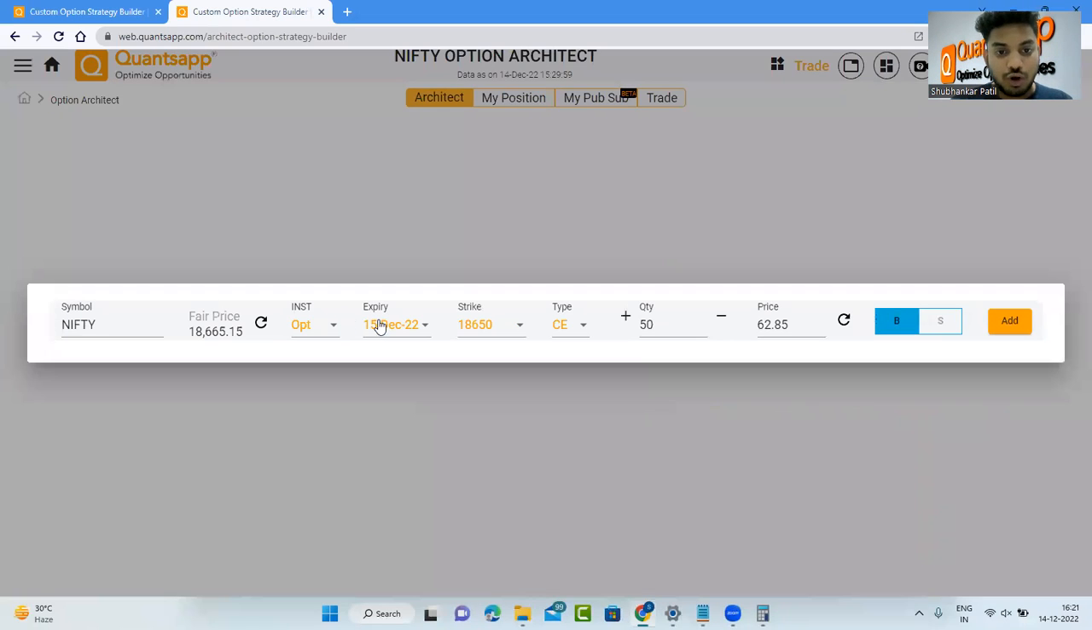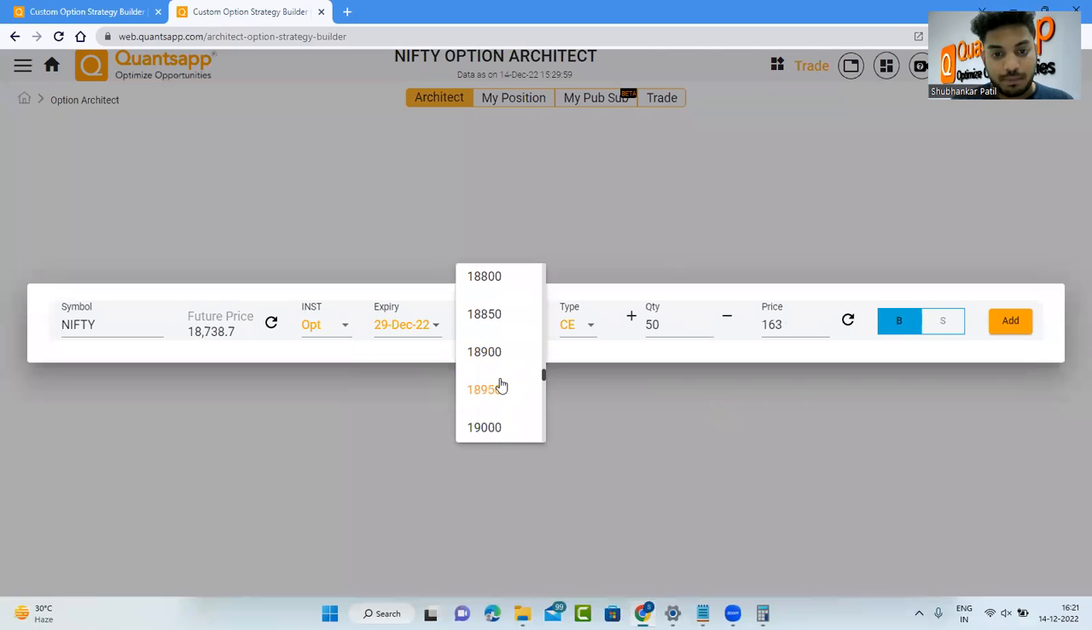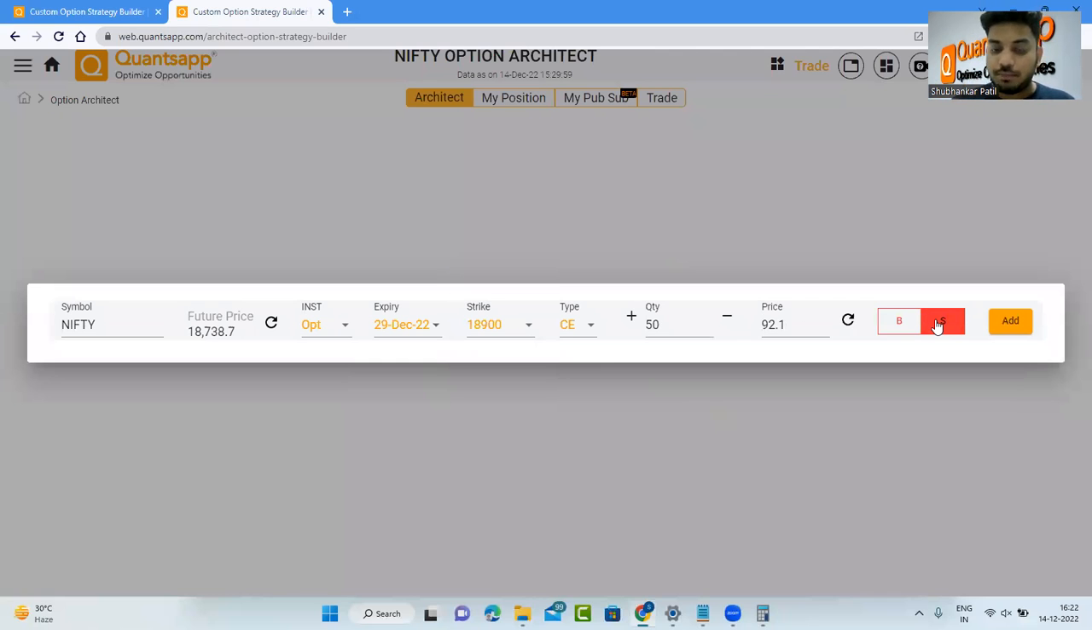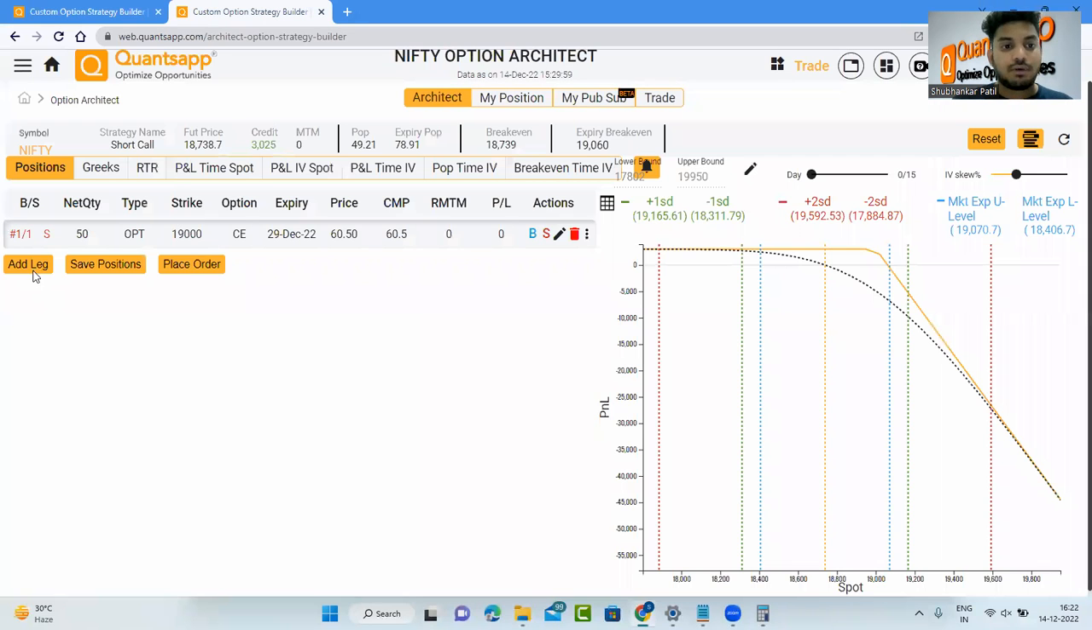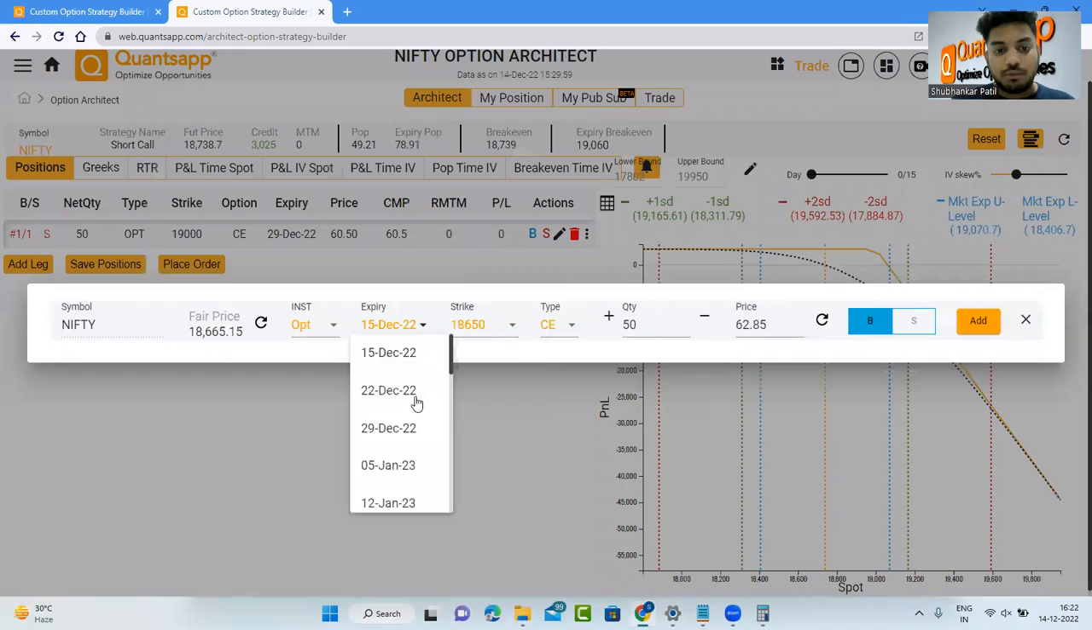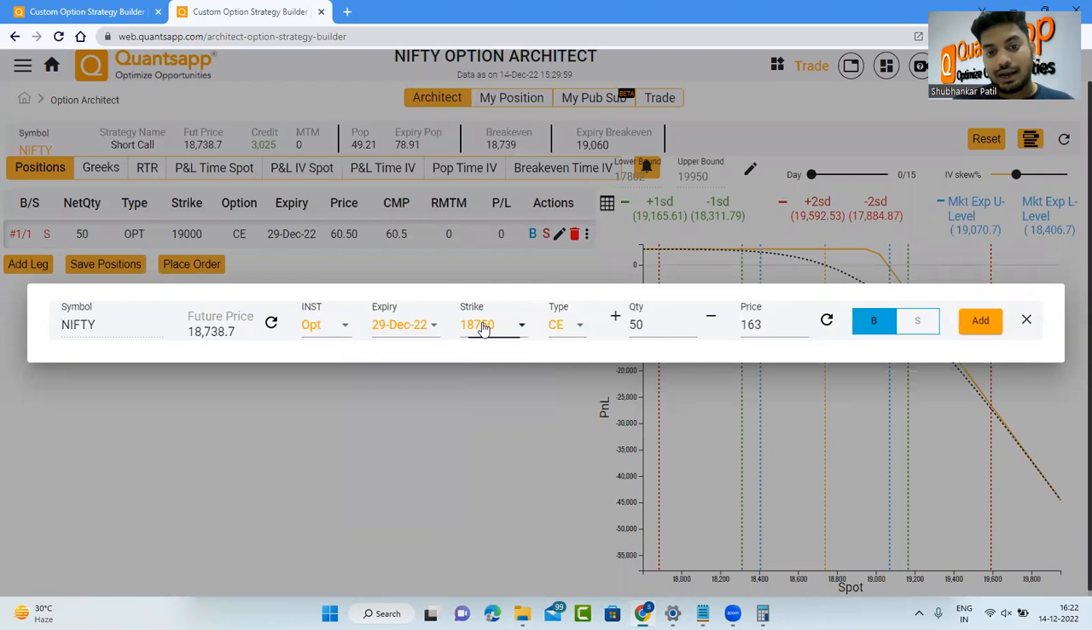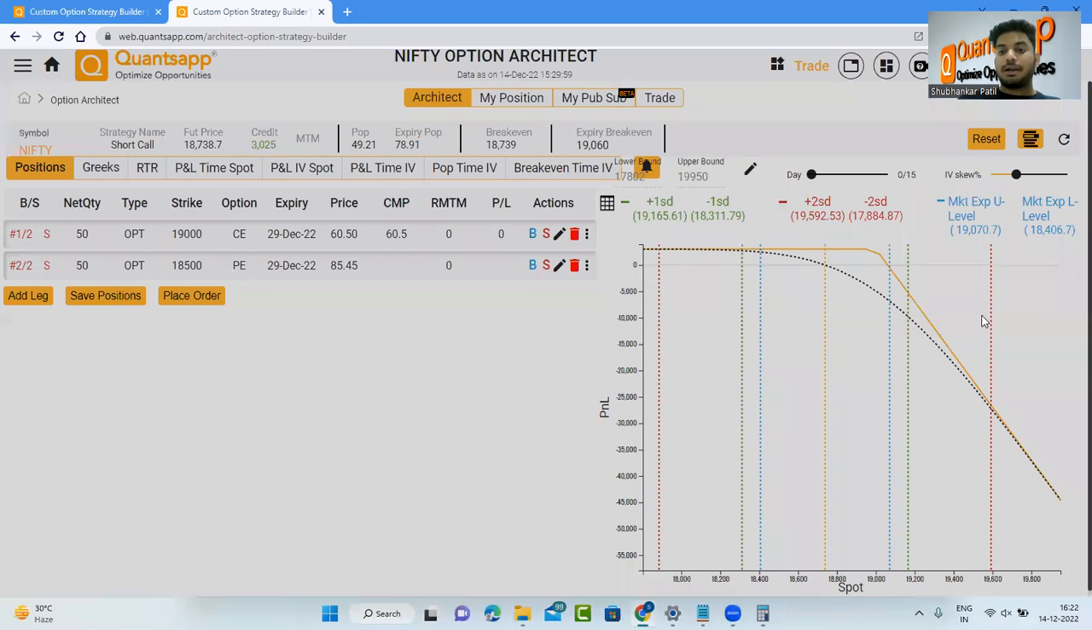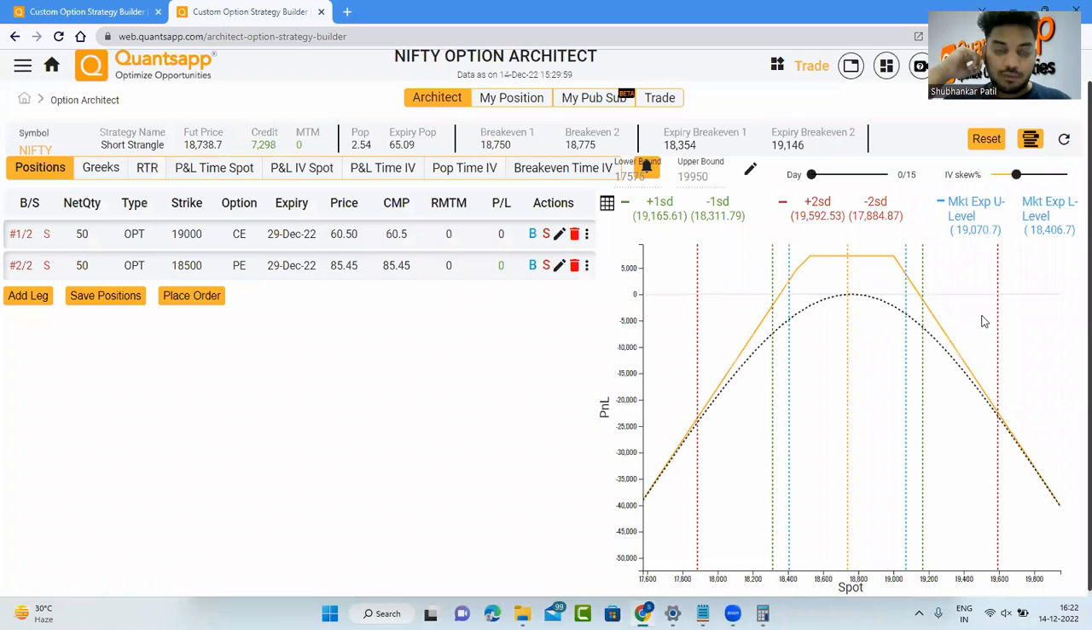So let me just show you what I mean. Let's say on the 29th of December expiry, see, on the 18,900 call as well, you are getting 92 rupees premium, which is lucrative, right? Even on 19,000 you are getting 60 rupees premium. So if the expiry is far away, strangle would be much more of a better strategy to go ahead with. The reason being that you are getting lucrative premiums from both call and put options, which will give you a better cover in the market. Okay, so that is the first thing.